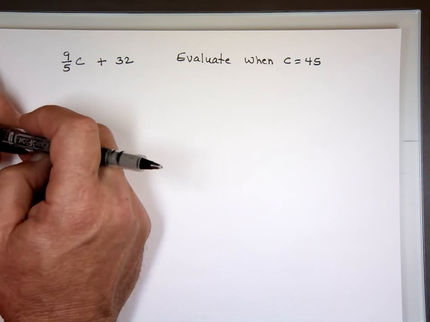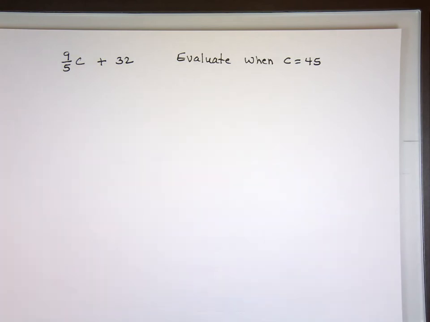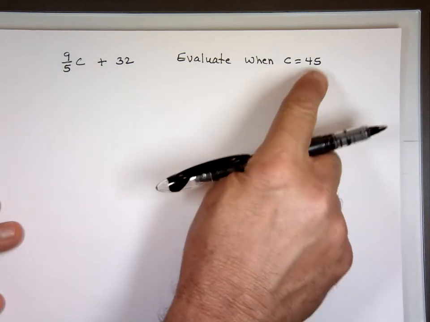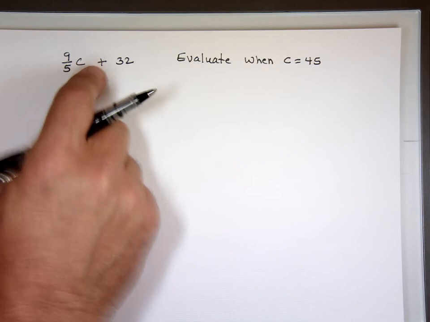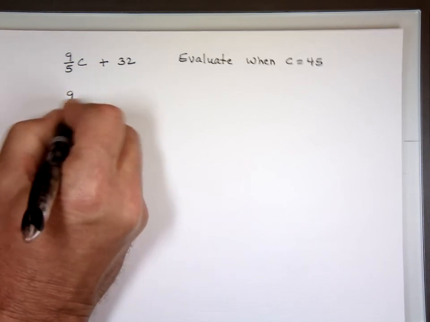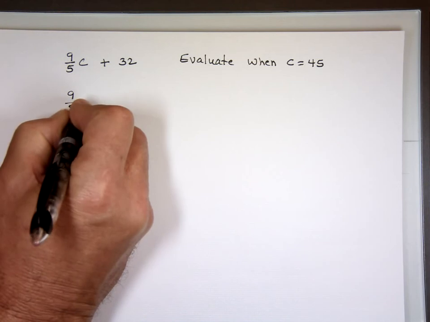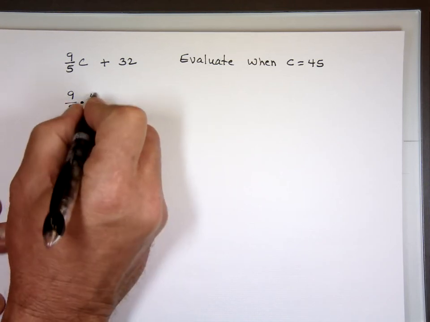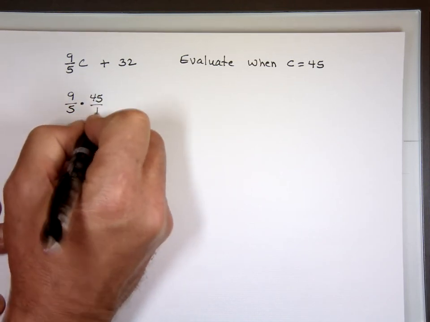You and I don't understand what 45 degrees Celsius is. If you take that 45, plug it in, that will tell you what the temperature there is. So that would be what? 9 over 5 times 45. That 45 is 45 over 1, right? Plus the 32.